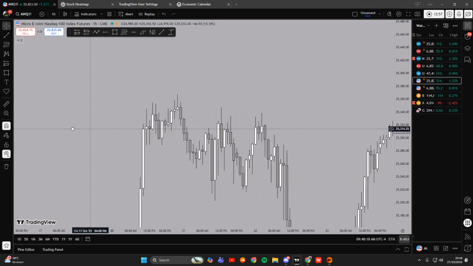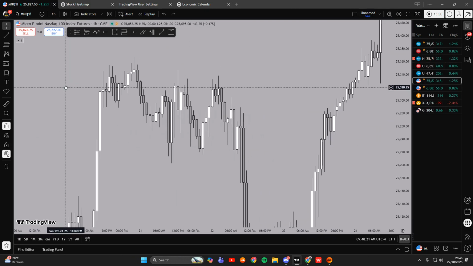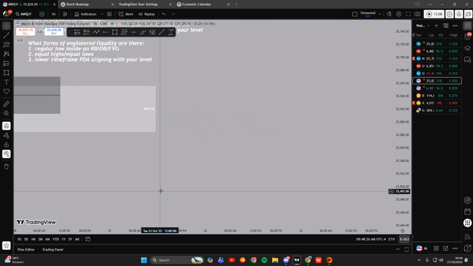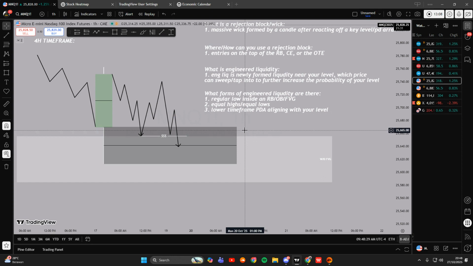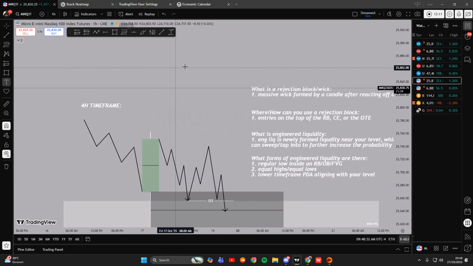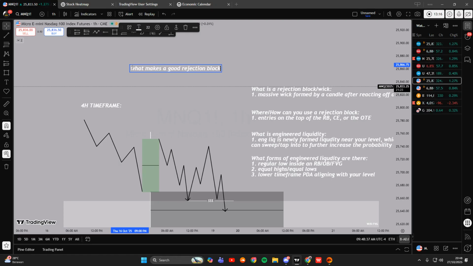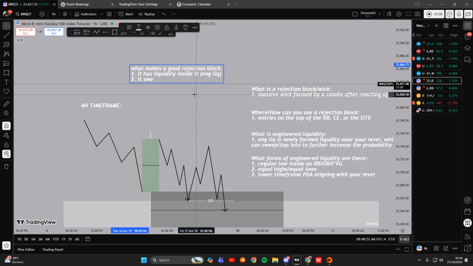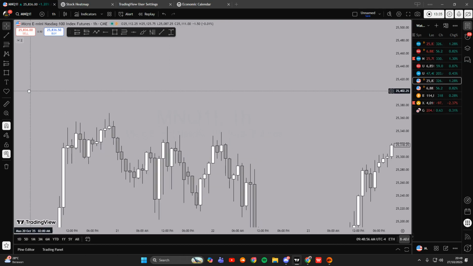Here's an example actually. Where was it? Here. Oh yeah, one more thing I want to talk about is a good rejection block. Here, let me just write it out. What makes a good rejection block? It has liquidity inside it, which is this engineered liquidity. It sweeps liquidity, like this one.